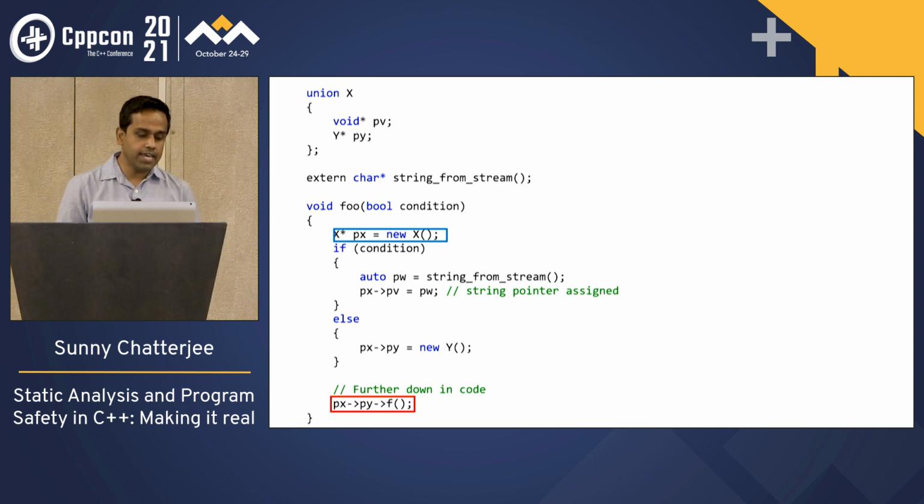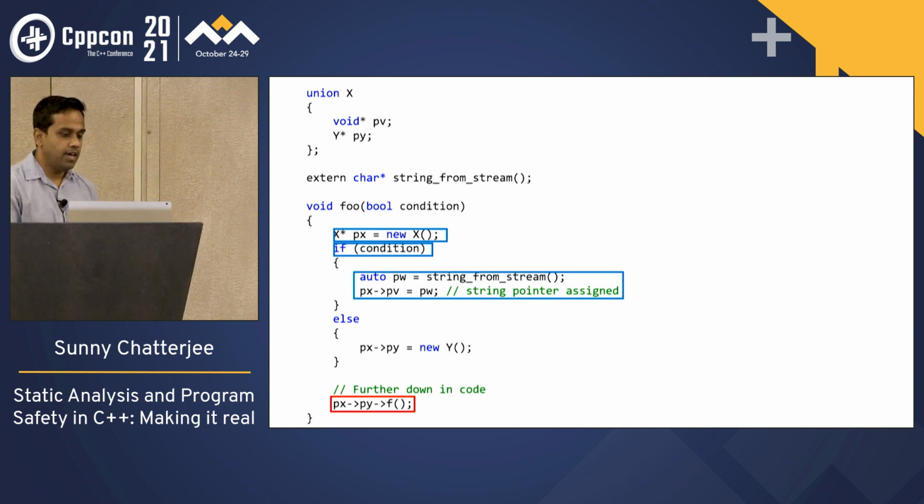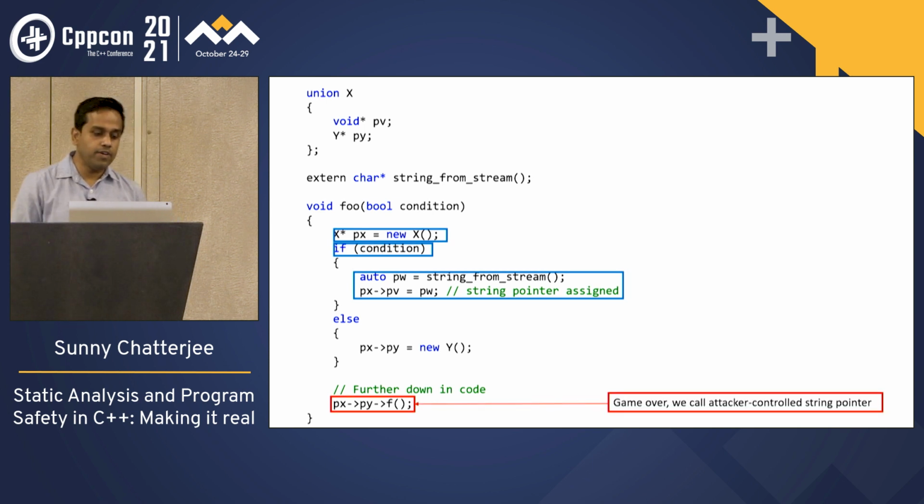It first looks at the allocation of the union x, and we allocate that memory within u. Then there is a condition, and this condition is assumed to be true in this particular path. Then we are reading this string from an external entity outside our system, and we're assigning that string to this pointer field pv of the union. And down below, at the very last line highlighted in red, is where we are trying to access that union, but through its other pointer field py, and we are calling a function f.